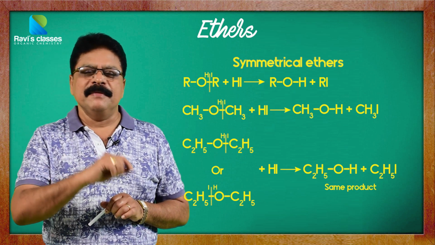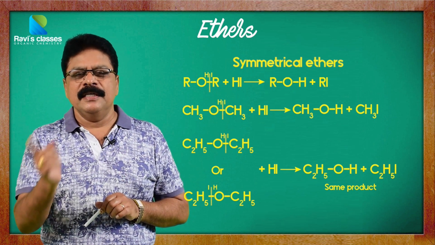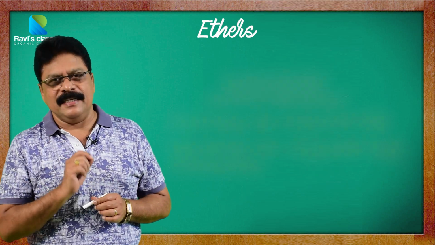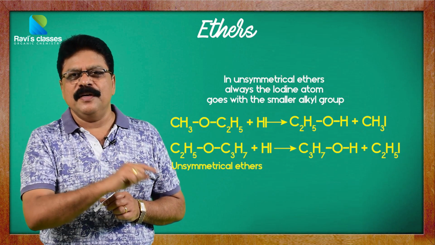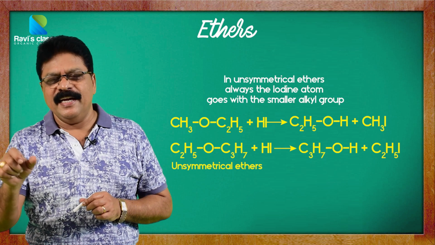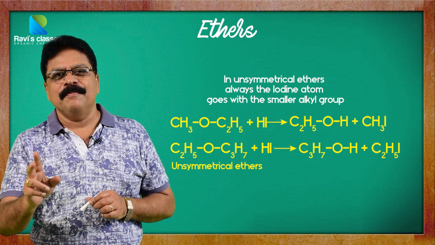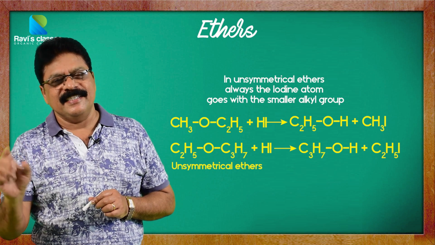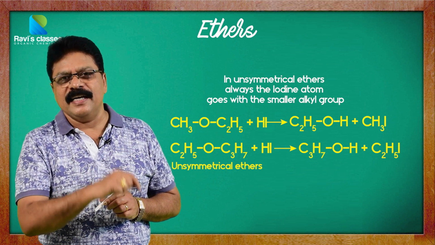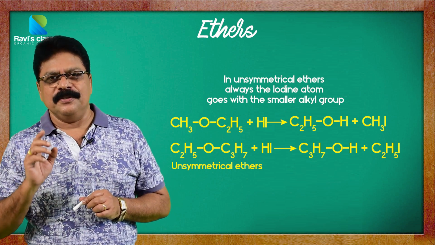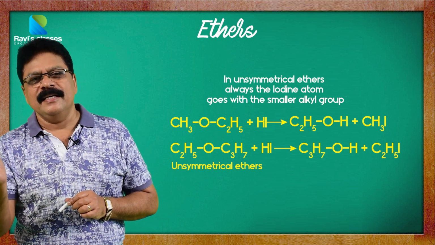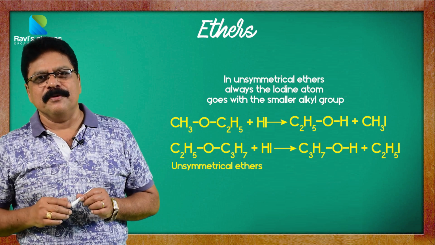Now in the case of a symmetrical ether, where both the alkyl groups are the same, it does not make a difference. But if it is an unsymmetrical ether, for example C2H5OCH3, when you add HI there are two possible products. Either it could be C2H5OH and CH3I, or it could be C2H5I and CH3OH. So the bond can break at A or at B, and resultingly the H or I can go to different places.